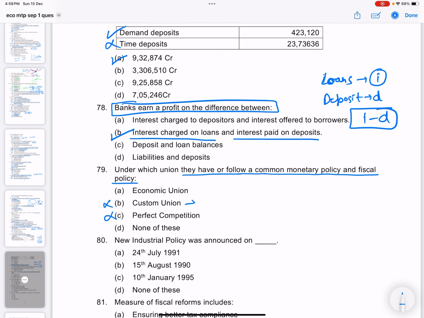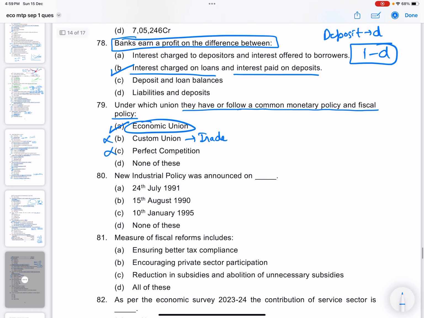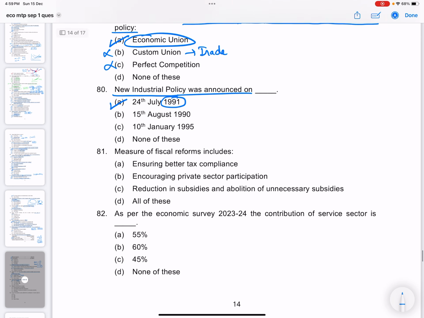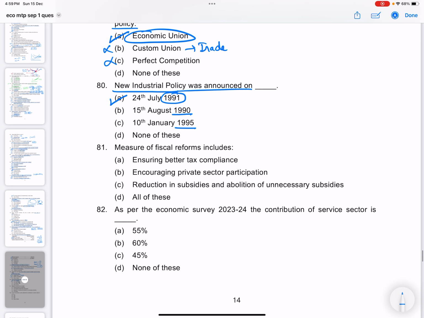कस्टम यूनियन में सिर्फ ट्रेड के बेसिस पे होता है। इकोनॉमिक यूनियन इज द आंसर। ठीक है, अब न्यू इंडस्ट्रियल पॉलिसी वॉज अनाउंस्ड ऑन 91 में हुआ था, बाकी कोई ऑप्शन में नहीं है, तो इट इज़ 24 जुलाई 1991। ये 1990 था, 1995 था। मेजर ऑफ फिजिकल रिफॉर्म्स इंक्लूड ensuring better tax compliance, encouraging private sector participation. Okay, they can reduce the taxes to encourage the private sector as well.